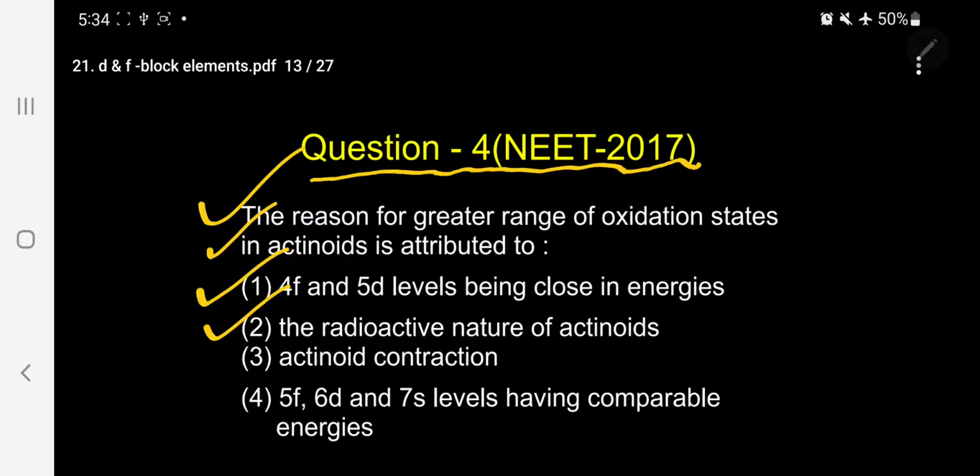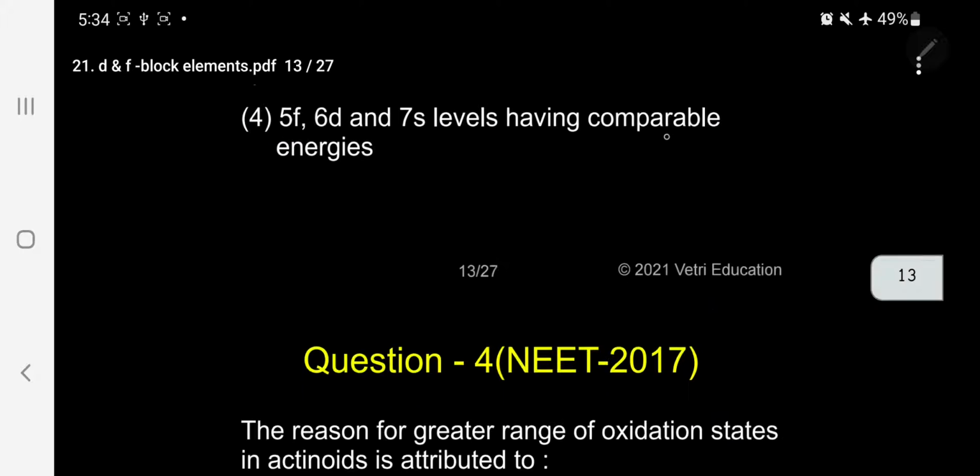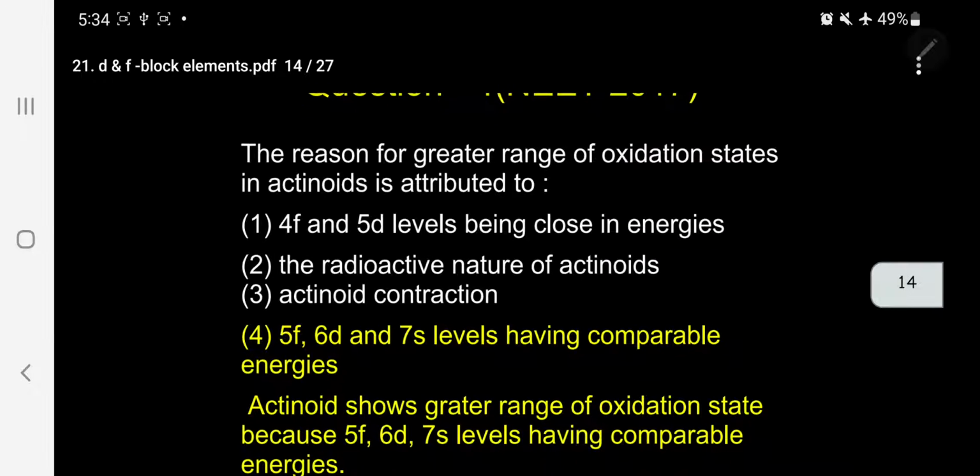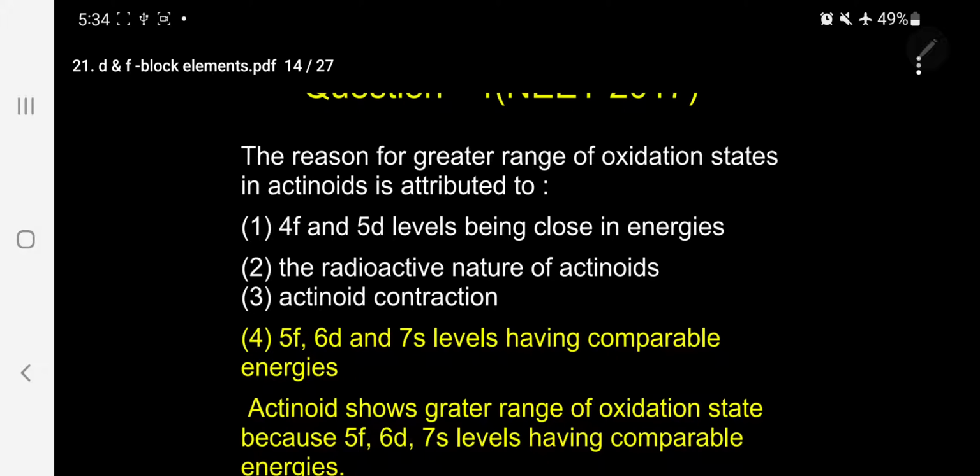2. The radioactive nature of actinoids. 3. Actinoid contraction. And 4. 5f, 6d and 7s levels having comparable energy. So probably this answer may be correct. So let me see which one is correct. Kindly follow. Okay, so now it is given clearly.